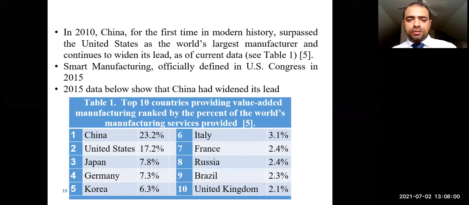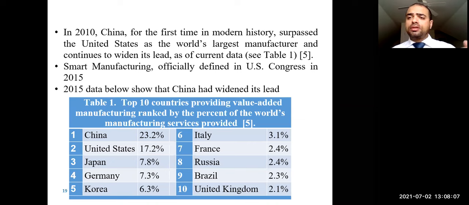So, in 2010, by the way, the US lost its lead as the world's largest manufacturer. China took the first place, and the gap is widening, which tells you of the successful industrial policies it takes. Let's look at other successful policies.